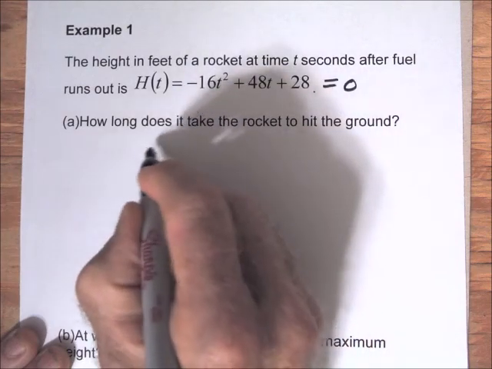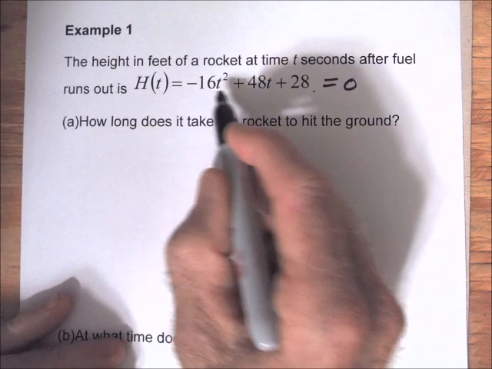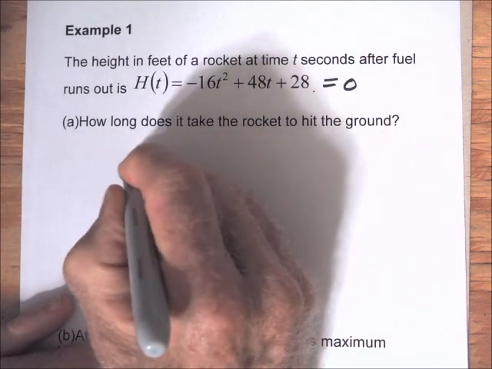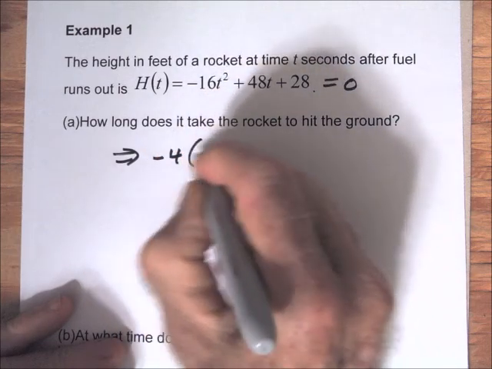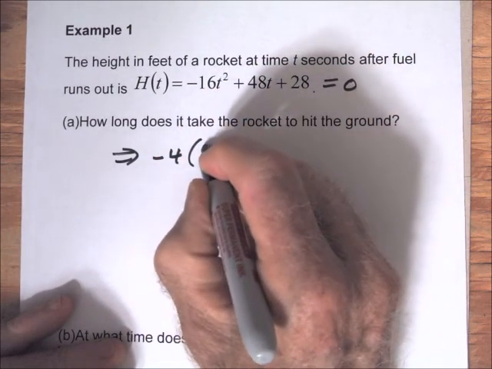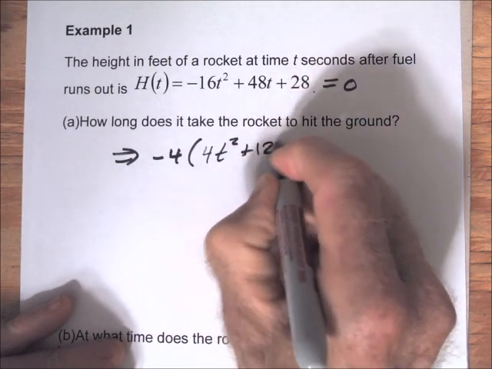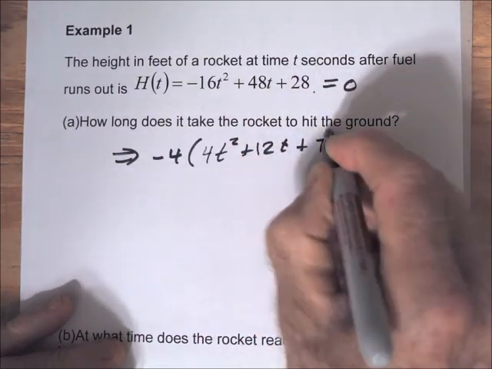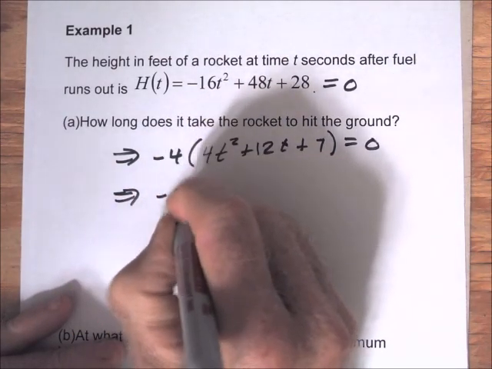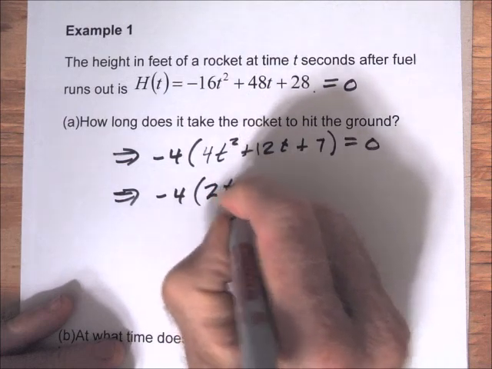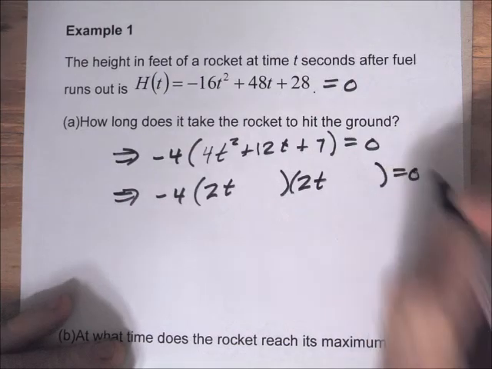So we can factor out -4 here. There's a common factor of -4, and then divide each term by -4. We have -4 times (4t squared minus 12t minus 7) equals 0. Okay, so let's see if we can factor that. Let's try 2t and 2t. If that doesn't work, we'll try 4t and 1t.